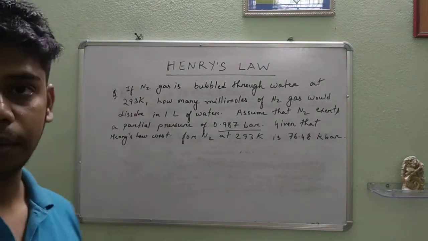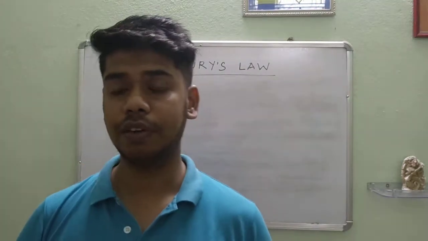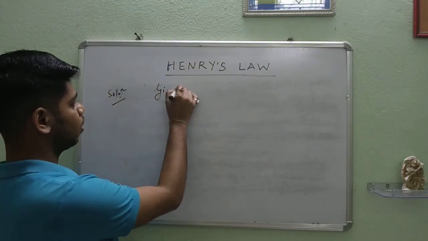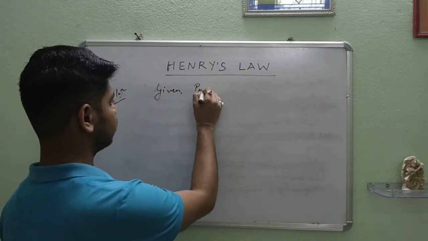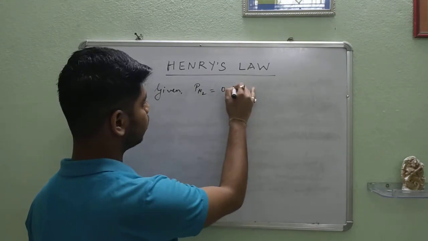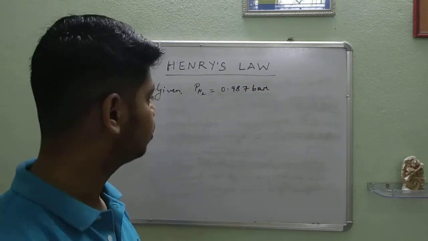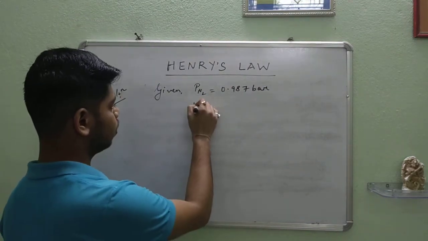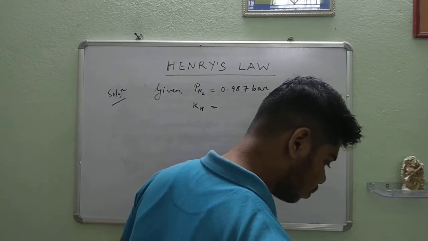Let us write what is given. Here, what is the partial pressure of nitrogen? It is 0.987 bar. 0.987 bar is the partial pressure of nitrogen. Then the value of KH, Henry's constant, is its value.